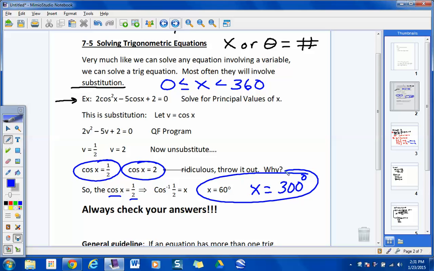Okay. Now it says always do what? Check. Always check your answers. Well, you really have no need to do that here. We've kind of worked it. We can do this if we want to. Somebody punch up the cosine of 60 degrees for me. Actually, I'll do it. I'll do the punching up. I like to punch stuff up.